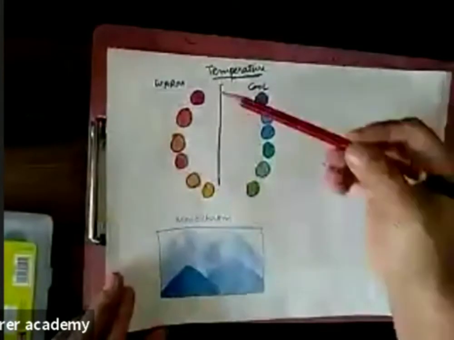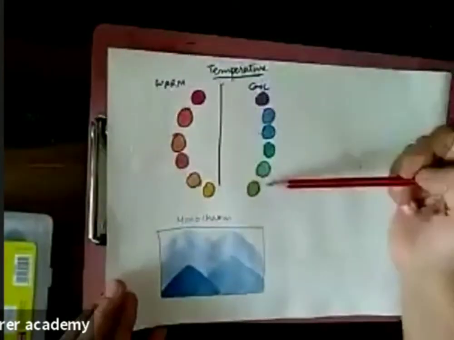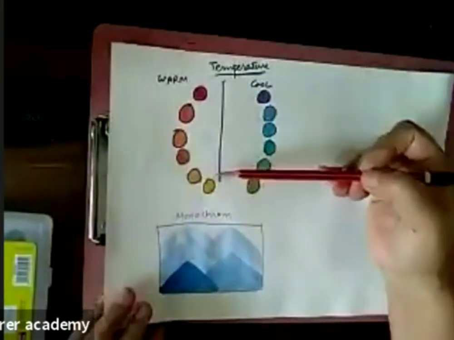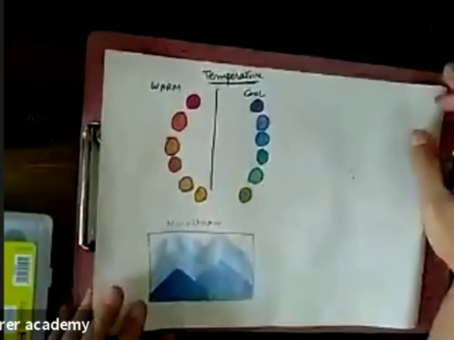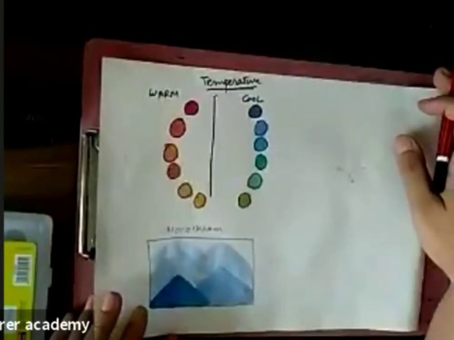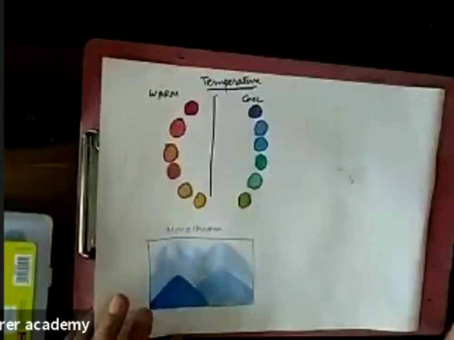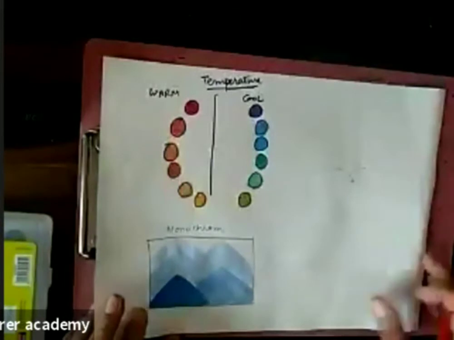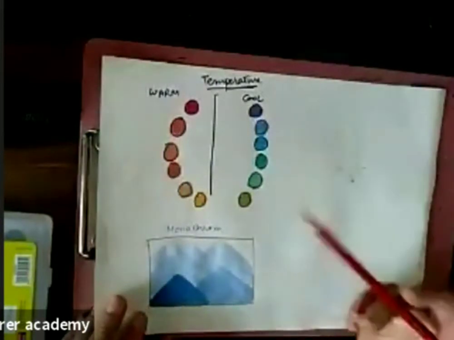So then we have understood what is warm color and what are cool colors. Okay. So these are the colors which provide the heat. When you see and look at them, they look so bright. Okay. So these are the cool colors.